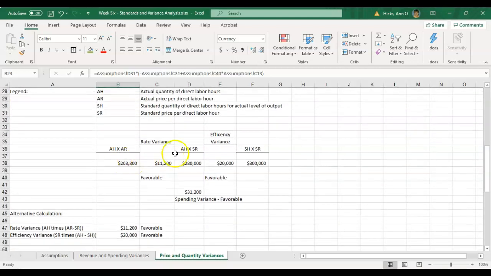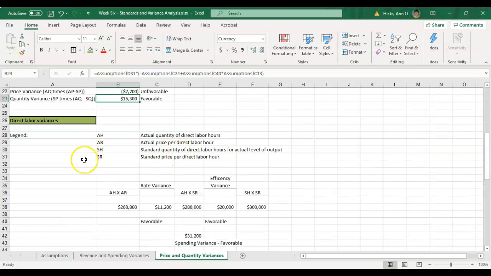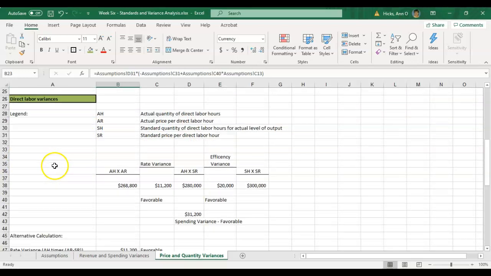Okay, let's walk through. The process is pretty much similar for these others, so I may walk through these other examples a little more quickly. The legend for direct labor variance is very similar, but because it's labor versus material, the nomenclature is a little different. AH is the actual quantity of direct labor hours used. AR is the actual rate or price that was paid per direct labor hour, the hourly rate.